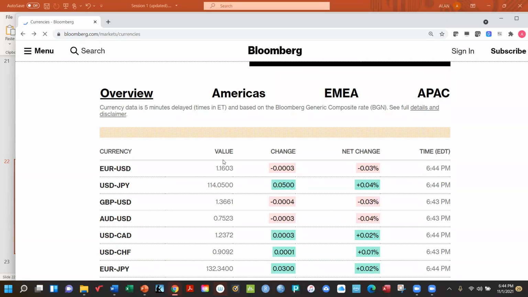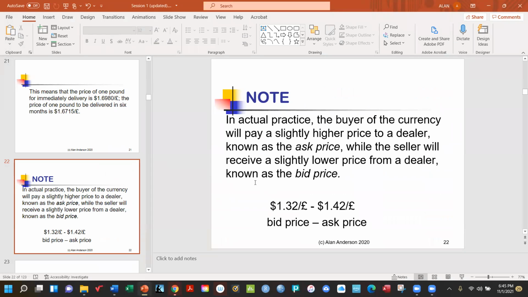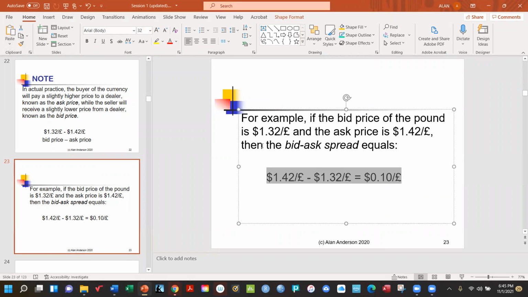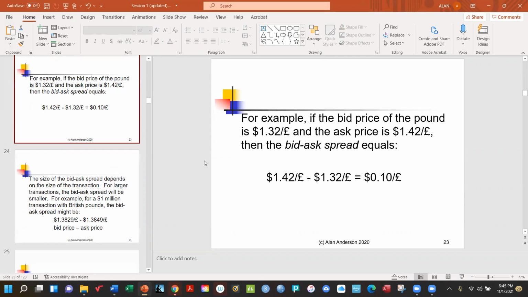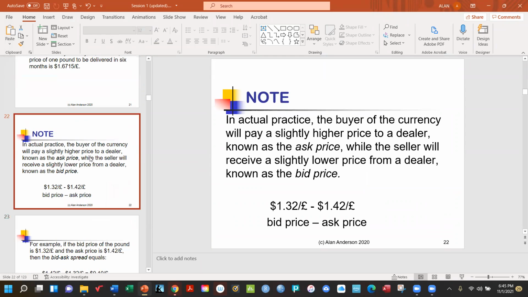But anyway, now you know that when you see these, they're actually the midpoints of bid-ask prices. And the spread, the difference between the two, is called the bid-ask spread. This is the source of the dealer's profits. If you're in an airport and you go to buy British pounds, you'll see that there are two numbers. You might ask, why are there two numbers? This is why. One is the price you'll pay to buy. The other is the price you'll get paid to sell.